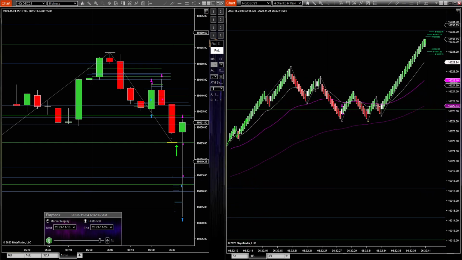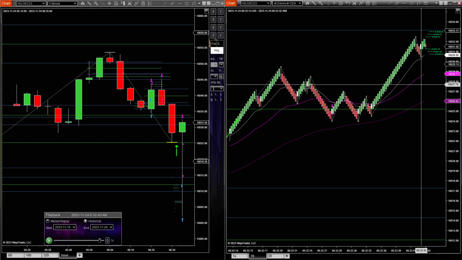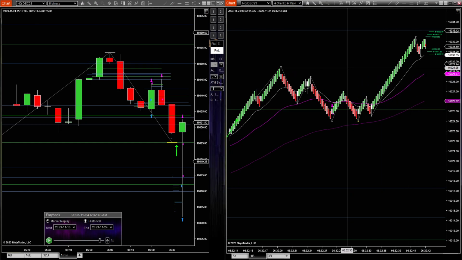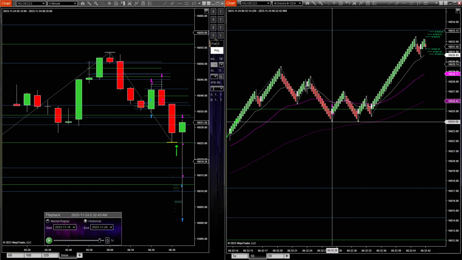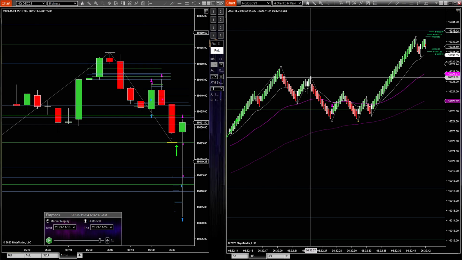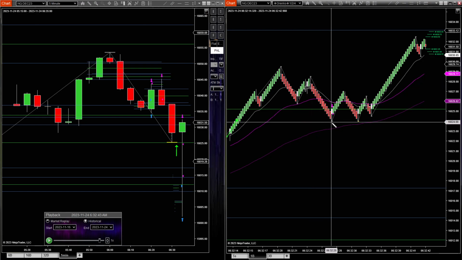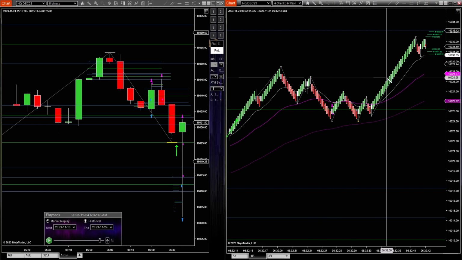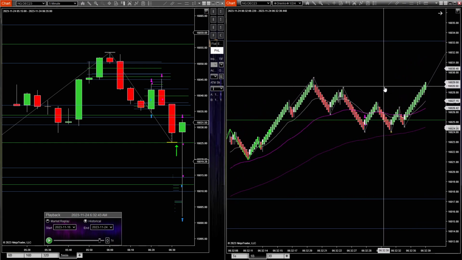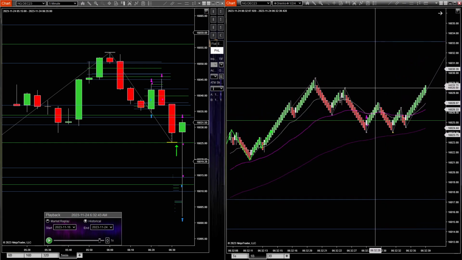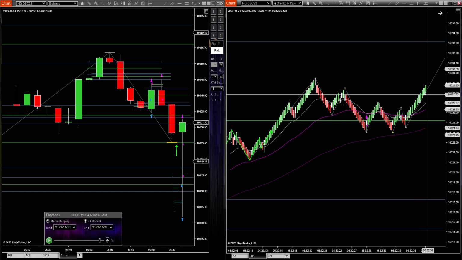Okay, so technically, right here, goodbye. I didn't buy. Should have paused it again as usual. So this is the protected low. This is the protected high that we want to break. So it broke it here with this candle. This candle broke this high. And then it reversed.